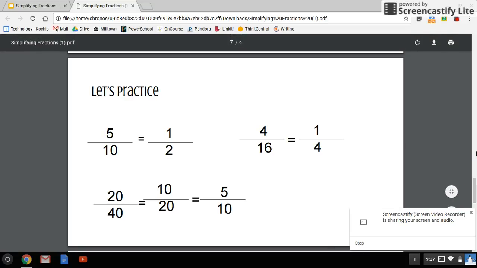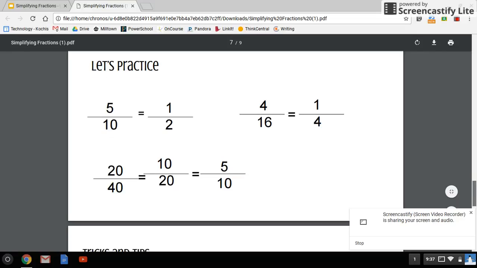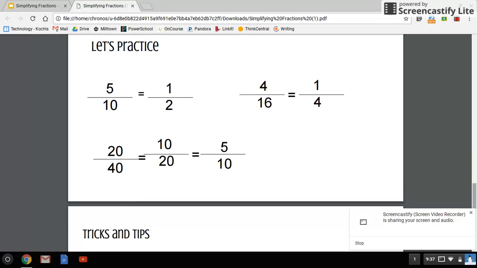So 20/40 can actually be simplified more than once. So 20 divided by 2 is 10, and 40 divided by 2 is 20. And then 10 divided by 2 again is 5, and 20 divided by 2 again is 10.